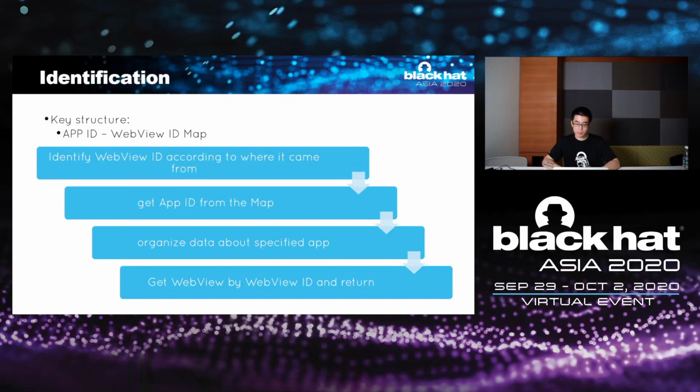There is a key data structure in the identification: the app ID and WebView ID map. The following graphic shows the process of handling JSBridge requests from WebViews. At first, the supervisor app gets the WebView ID according to where it comes from. Then it searches the key map for the corresponding app ID. The hit app ID specifies which instant app is calling the JSBridge. But the above is only an ideal situation.